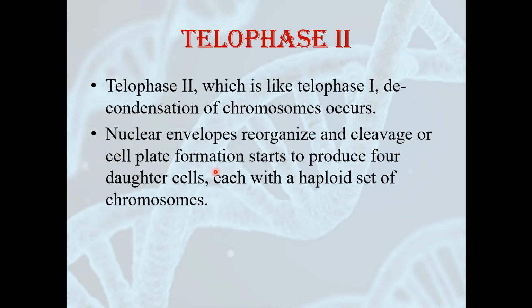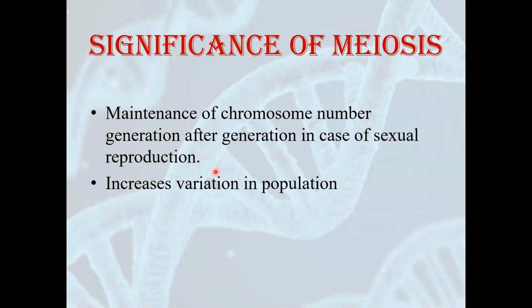And all the 4 daughter cells will have a haploid set of chromosomes, whereas their parent cell had a diploid set of chromosomes. So the chromosomes have become half. What is the significance of meiosis? It is important for maintaining the chromosome number generation after generation in case of sexual reproduction.